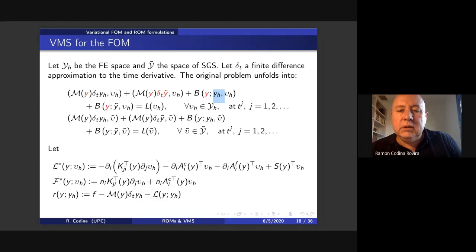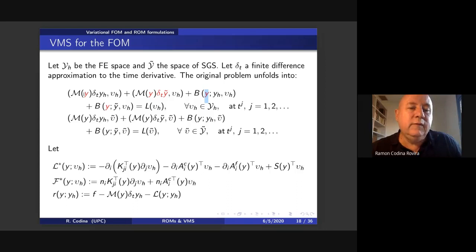Recall that it is bilinear in the last two arguments, in the second and third argument. So y_h plus y tilde is y. And the same again for the equation when the test function belongs to the space of subgrid scales. Here I have remarked in red that you cannot do anything with the nonlinear terms in principle, so you have to leave them as they are.